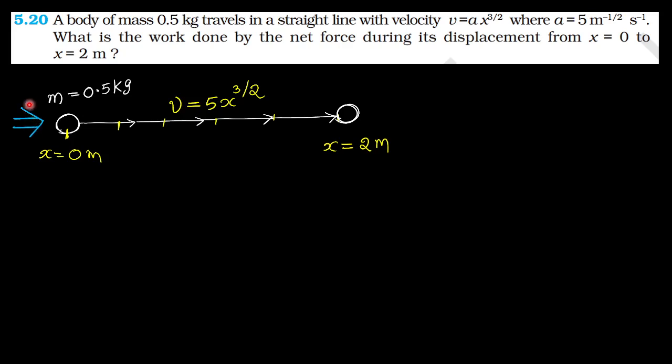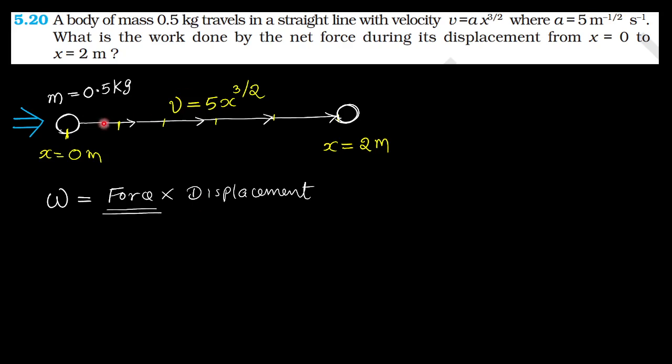Some external force is there. That is the reason why the velocities keep on changing. What is the net work done by the external force? Work done is force into displacement. But if you want to use this formula, work equal to force into displacement, the force should be a fixed force. You can use this formula only if the force is a fixed force.